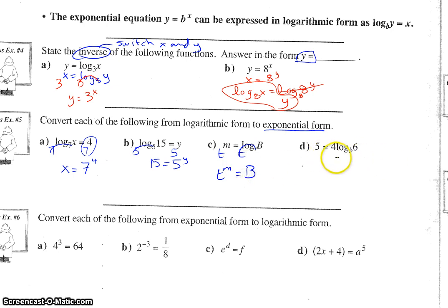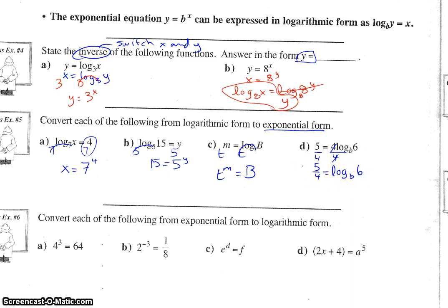Oh, now d, we hit a bit of a snag because this 4 is kind of in the way. If I wrote a b there, the 4 would be in the way. So we have to get rid of that 4 first. We are going to divide both sides by 4, because it's just 4 times log base b of 6. And now we have 5/4 equals log base b of 6.